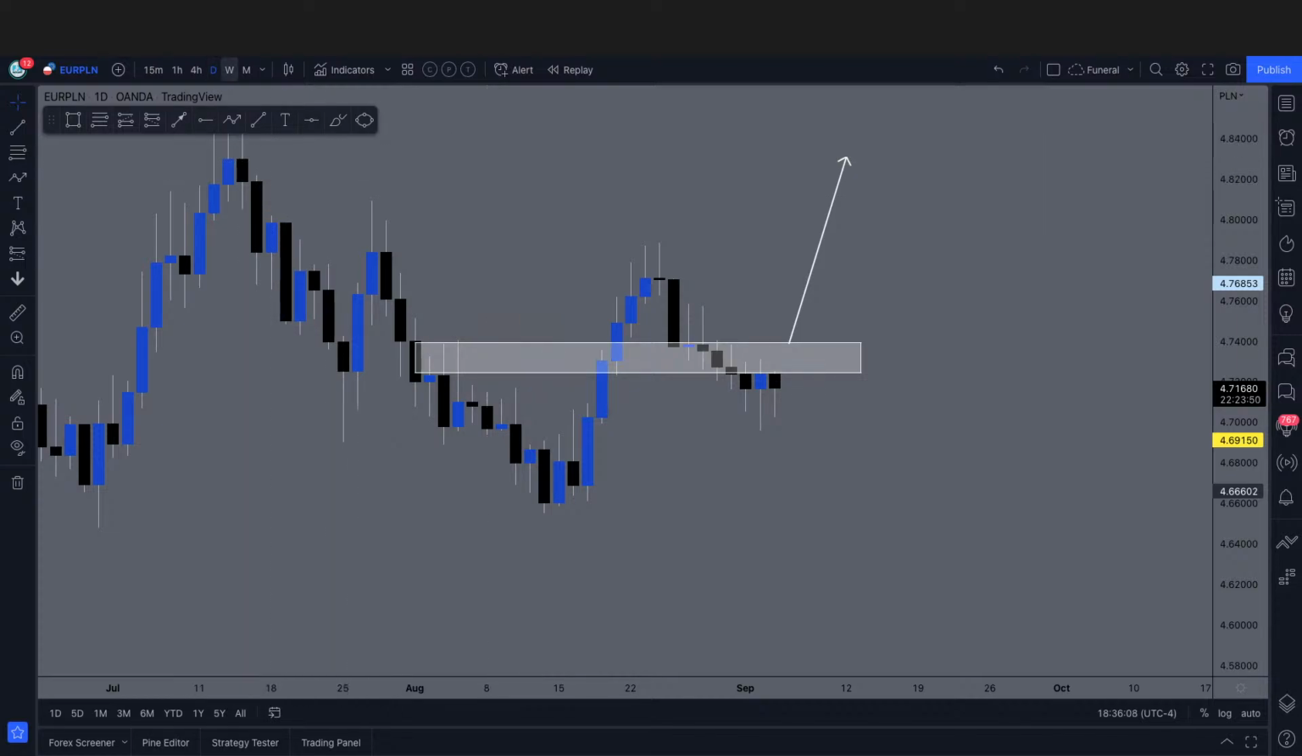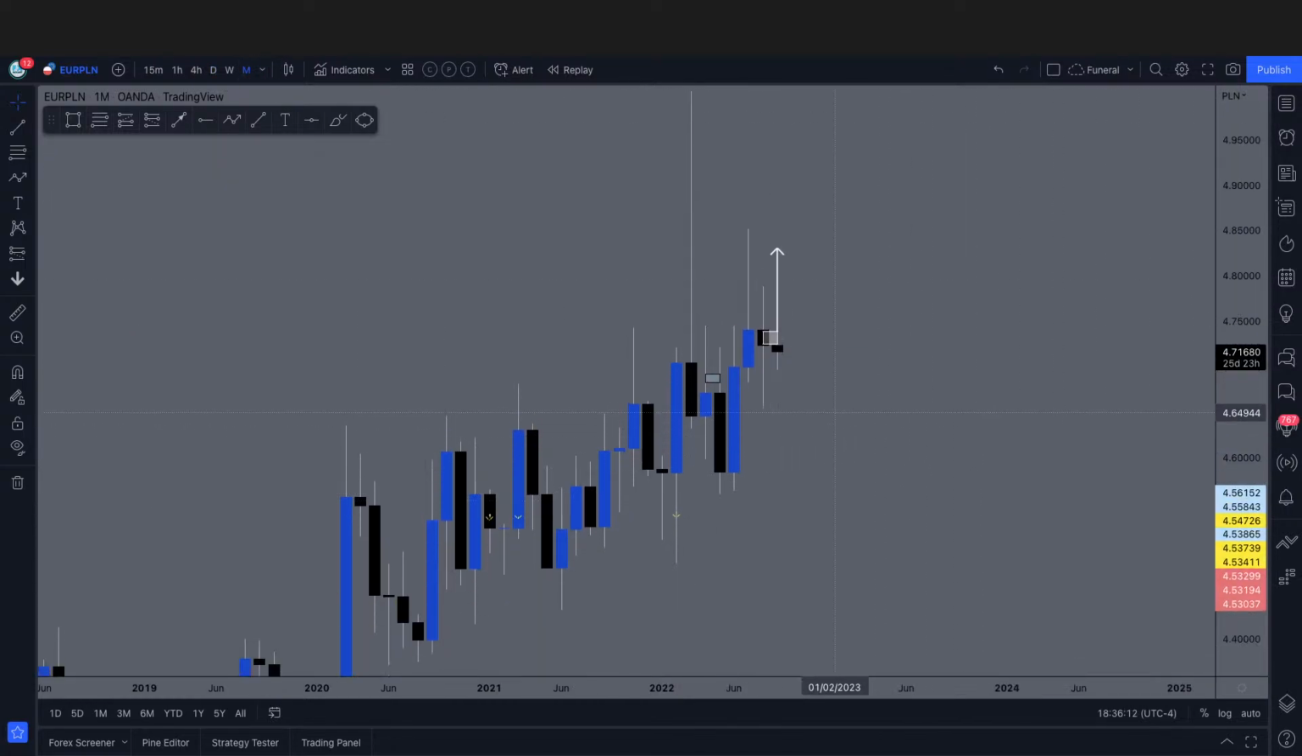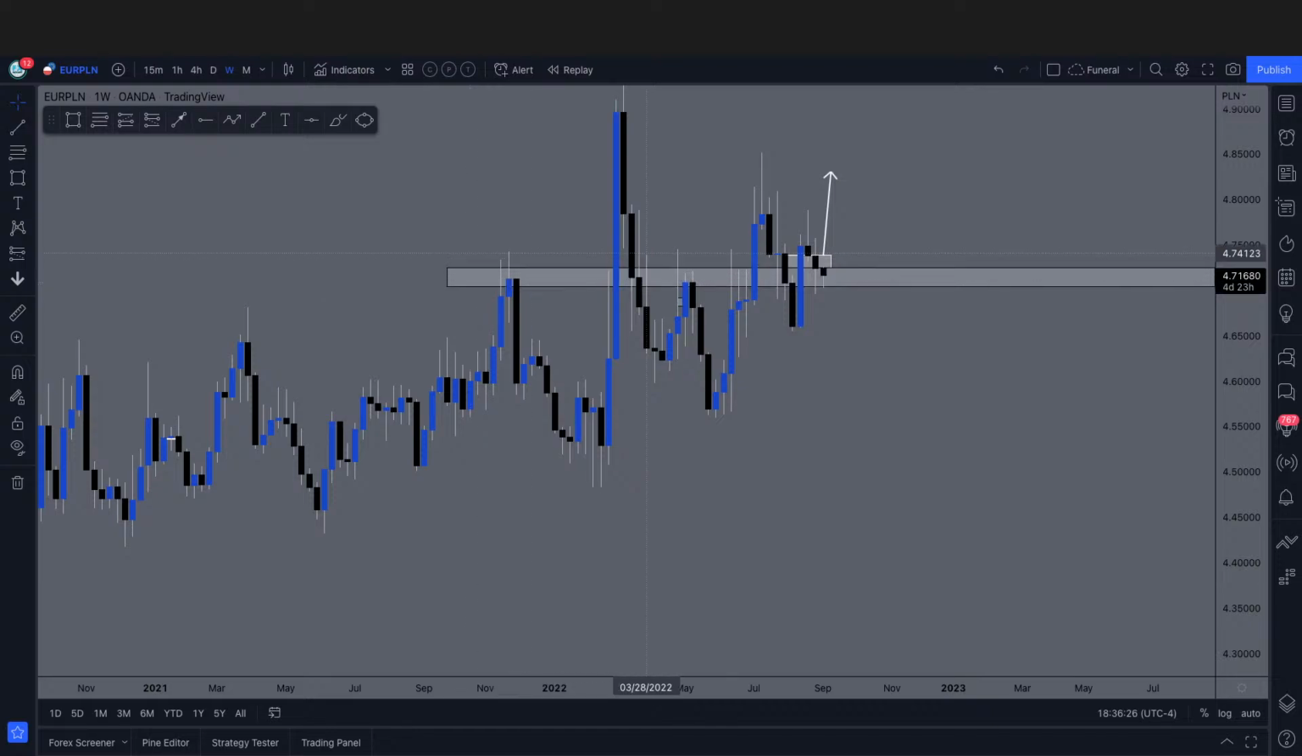Euro PLN. So if we go down to Euro PLN, Euro PLN is pushing to the upside on the monthly. It looks like we're starting some retracement, previous structure resistance, now turned support. If we look at it from a weekly time frame, you can see that we did break above this area, came back down, retested it, and we are starting to push to the upside once again.